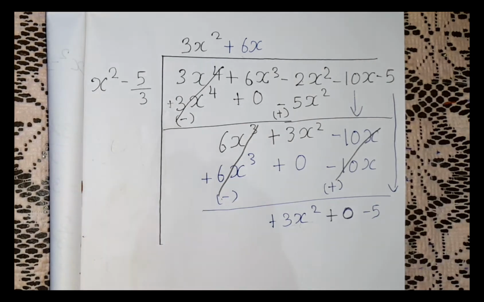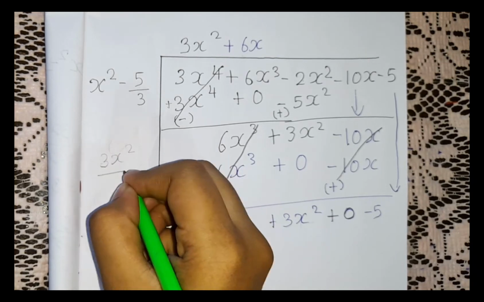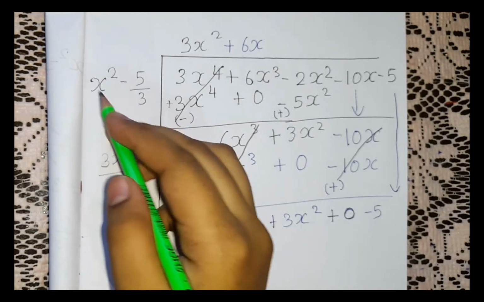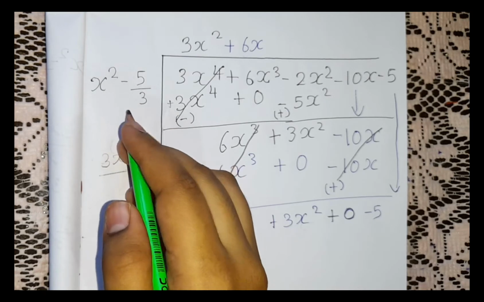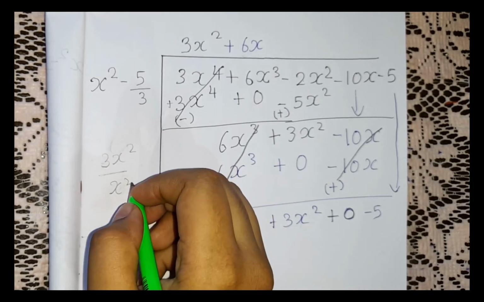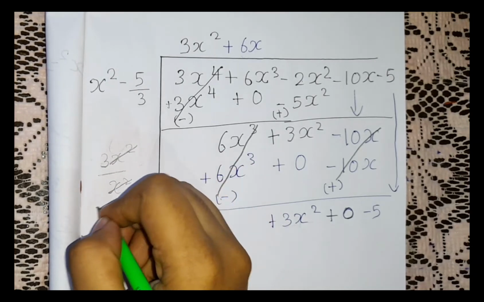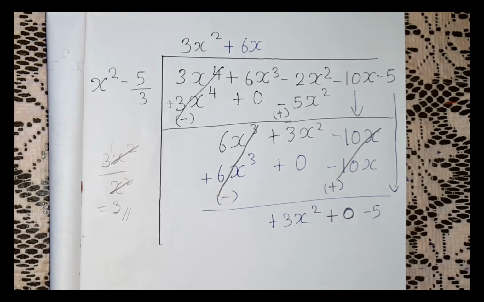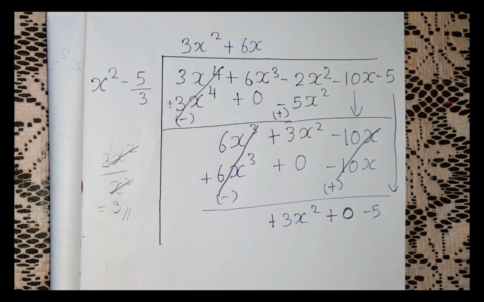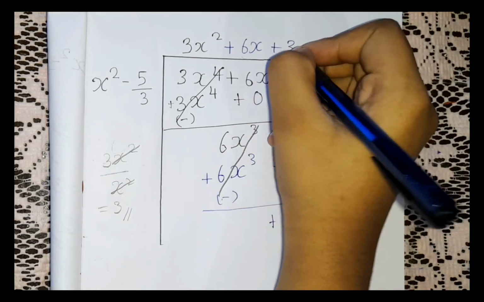x square. Okay. So now let's write the 3x square right over here and we shall divide it by the first term in the divisor part. So here the first term is x square, so we shall write x square. Now we shall cancel it. Why? Because both are similar, so we can just cancel it. So the value is 3. So now what we are going to do is, we are going to be writing plus 3 right over here.